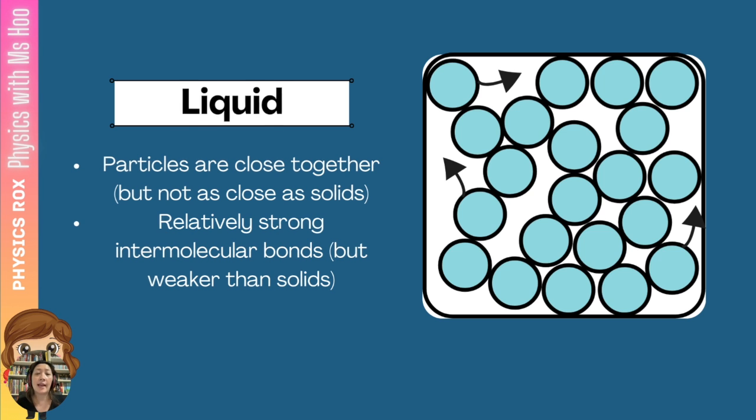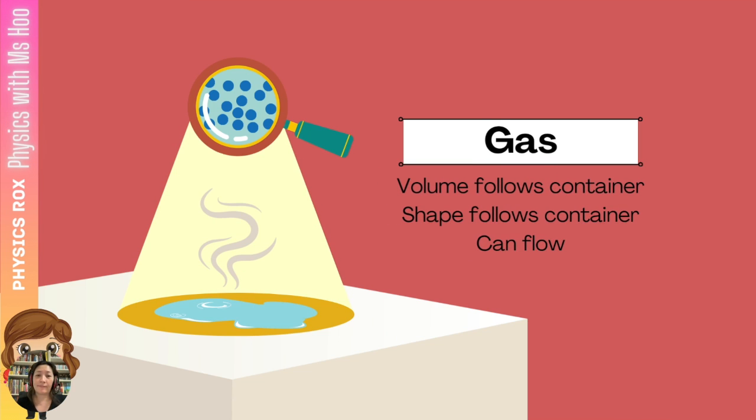Now, let's look at gases. Gases do not have a fixed volume and do not have a fixed shape. You'll find that for gases, the volume and shape follow the container. Because of these, that's why gases can flow.